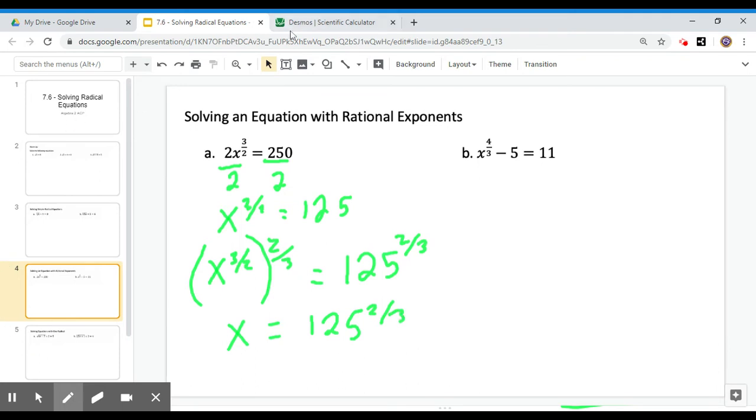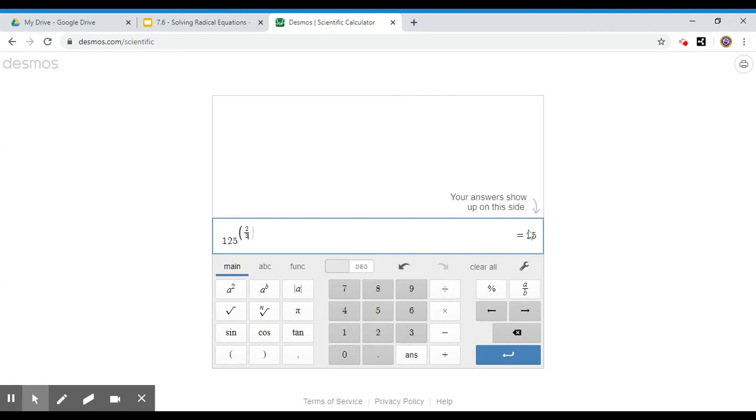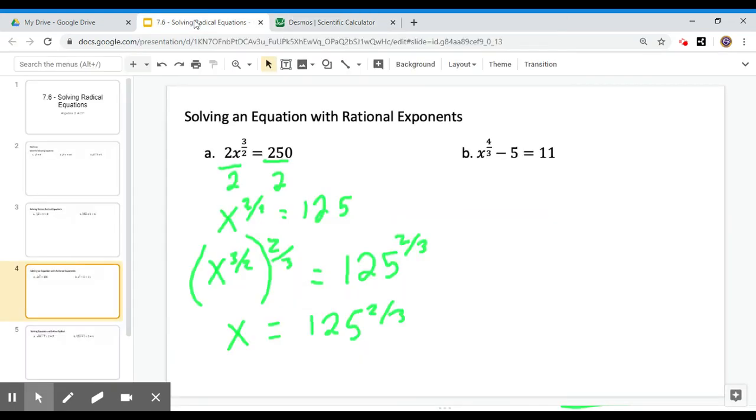Let's do that on a calculator. So we'll go to our Desmos scientific calculator here, and we'll do 125 raised to the 2/3 power, and that is going to give us 25. So x equals 25. That's not the same color. Interesting.